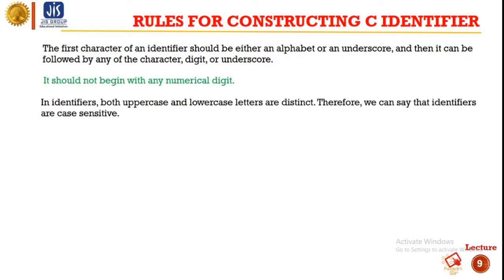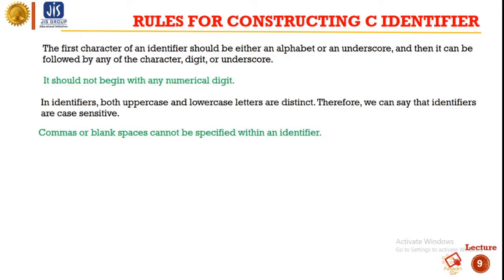In identifiers, both uppercase and lowercase letters are distinct. Therefore, we can say that identifiers are case sensitive. So a in small letter and A in caps are totally different. We can declare two variables, one is a small a and another one is a capital A. So both will be different.